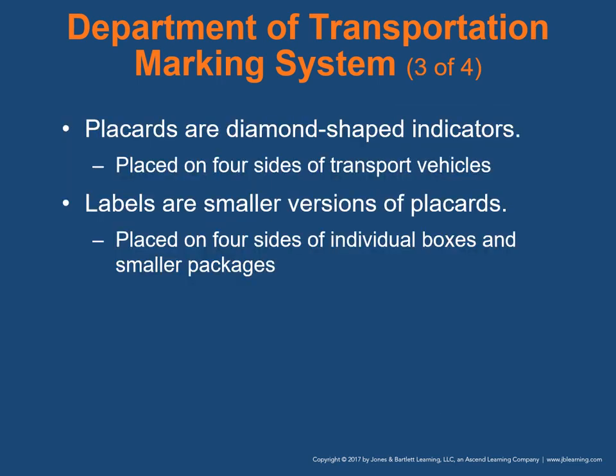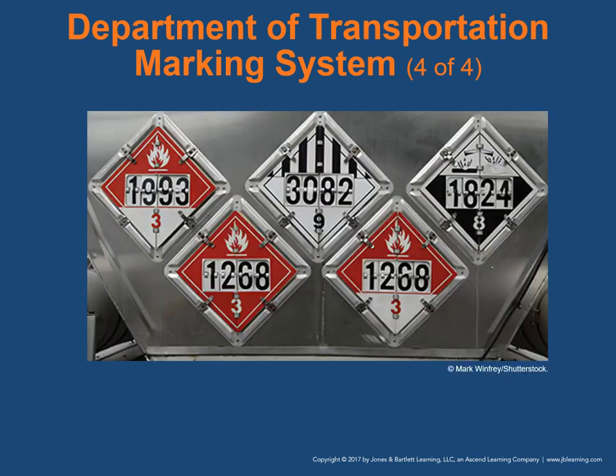Placards are diamond-shaped indicators. These are placed on 4 sides of highway transport vehicles, railroad tank cars, and other forms of transportation carrying hazardous materials. Labels are smaller versions of placards placed on the 4 sides of individual boxes and smaller packages being transported. The figure on this slide displays examples of placards.